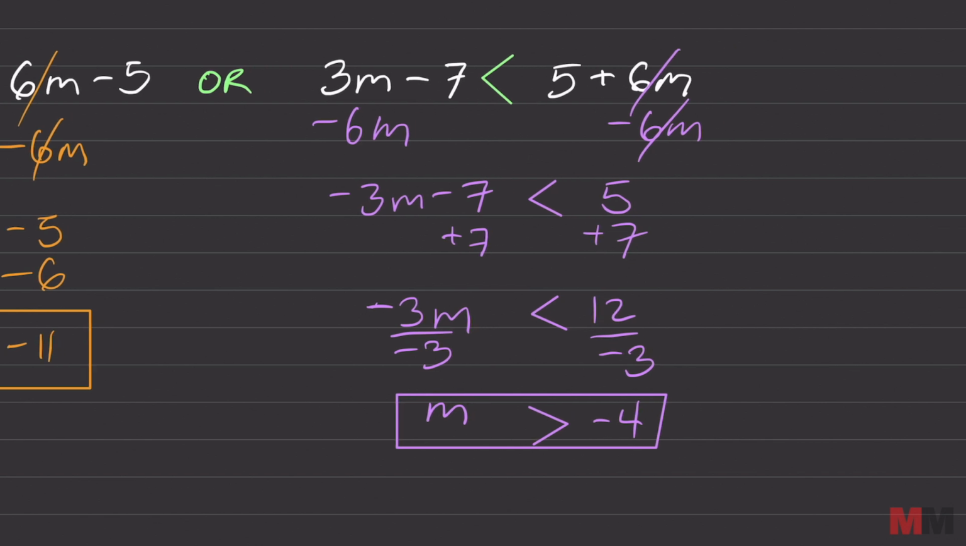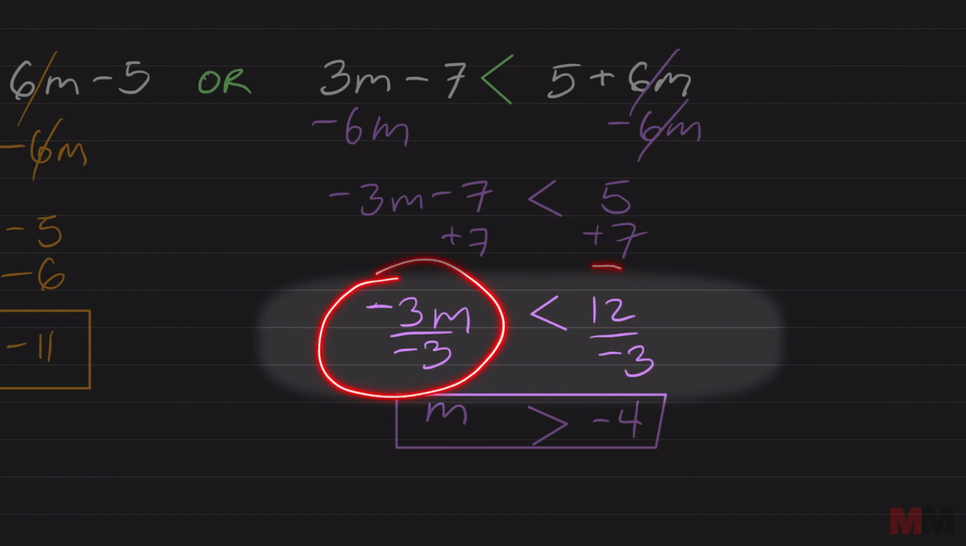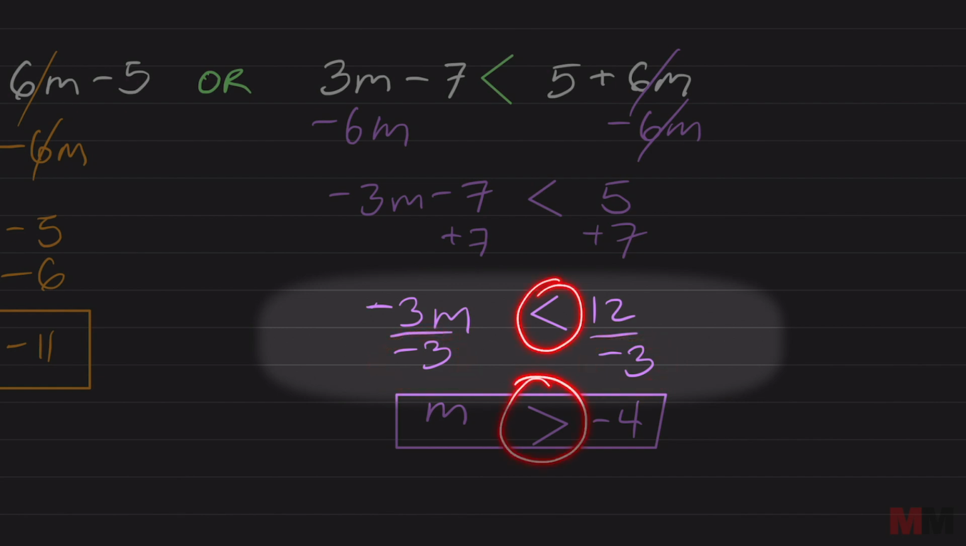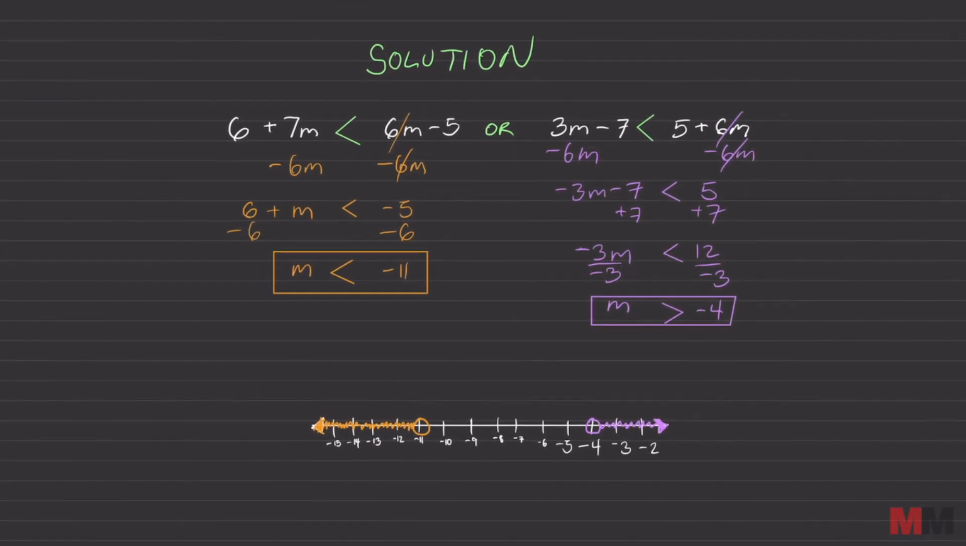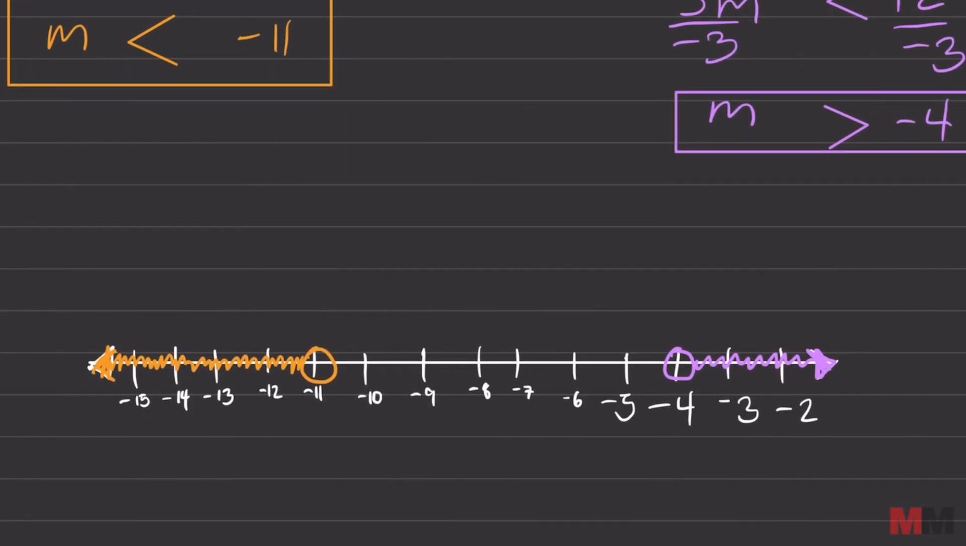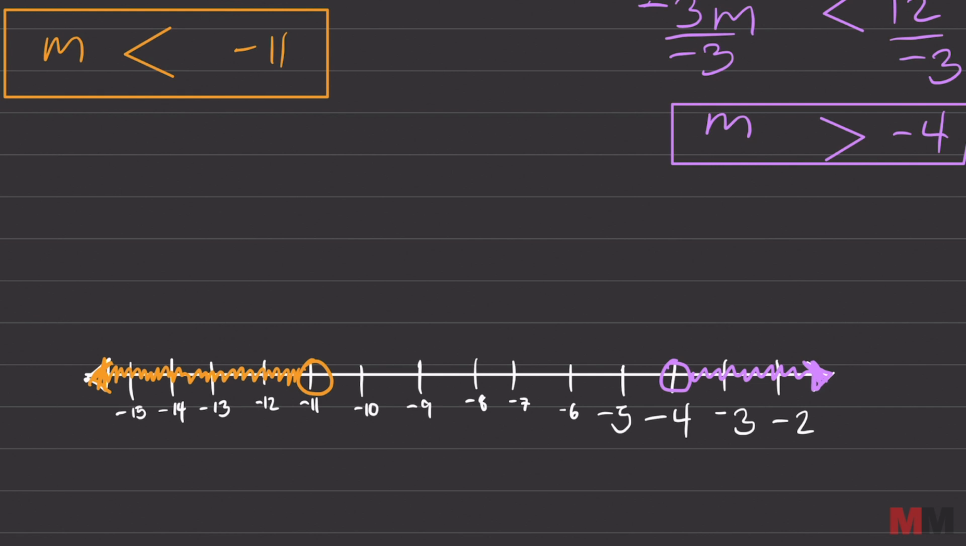Going to the inequality in the purple, another one with variables on both sides. I just gathered all my variables on the left side, and at this part right here, don't forget guys, I'm going to keep reminding you in all these videos, if you are dividing by a negative, you have to flip that sign. So you got m is greater than negative 4. Once you have both of those solutions, all you have to do is graph it on the same number line and you are done. It's as easy as that.